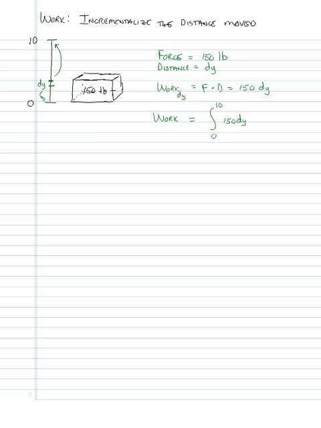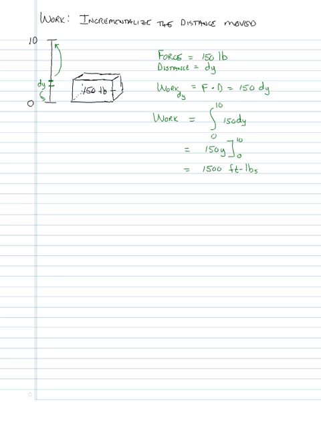So that's the 0 to 10 in this case. Well, as you see, what we're going to end up with is an integral. The integral of 150 with respect to y is 150y, and we're going to evaluate that from 0 to 10. And you can see once more, it's not difficult to determine that we get 1,500 one more time, and these are foot-pounds. So it didn't matter how we incrementalized things, we got the same result each time.